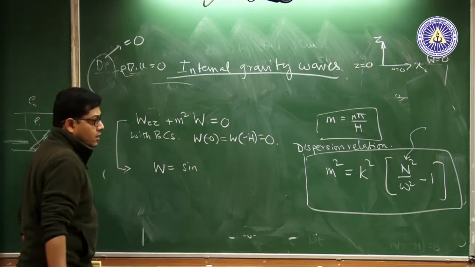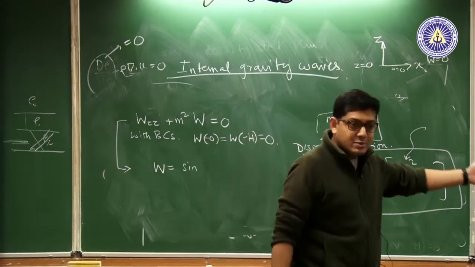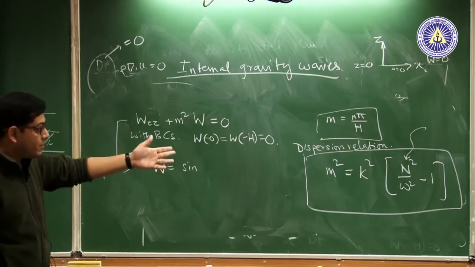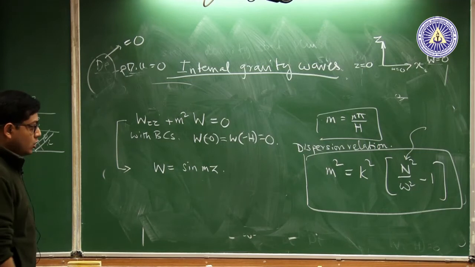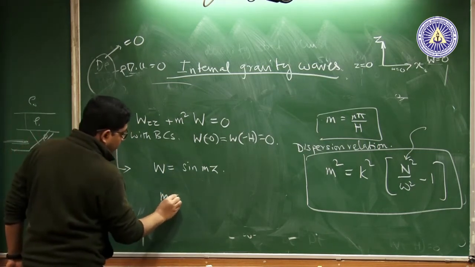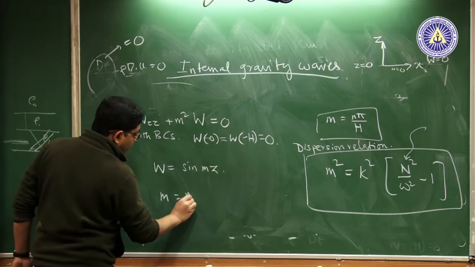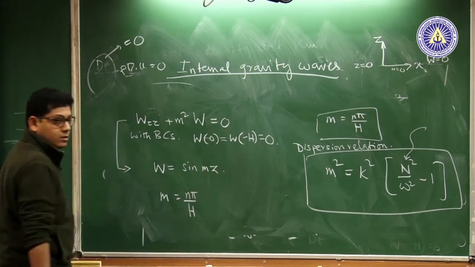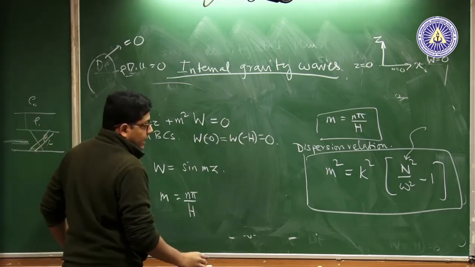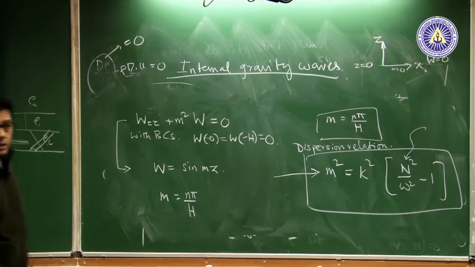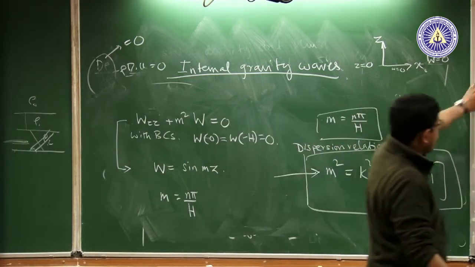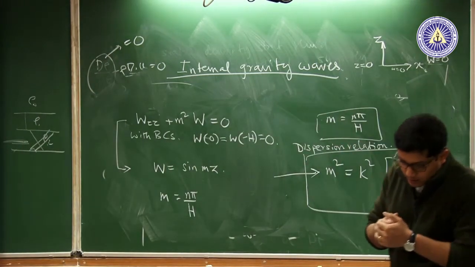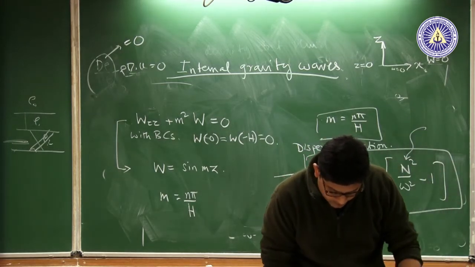W is sine, we got A sine mz. It's an eigenvalue problem, eigen solution, A does not matter. That is the allowable solution, with m not being anything, where m equals n pi by h, right. And remember that m is given by this. So that's a summary of all of this. I'm going to erase this board.